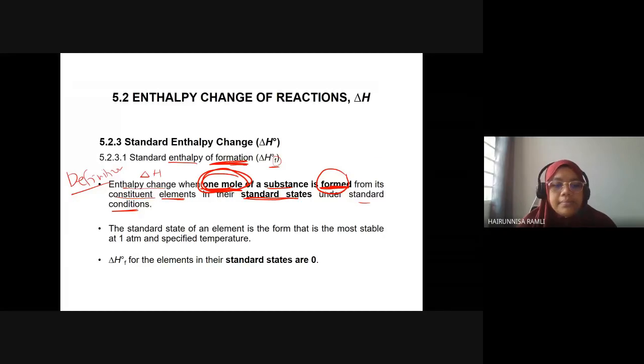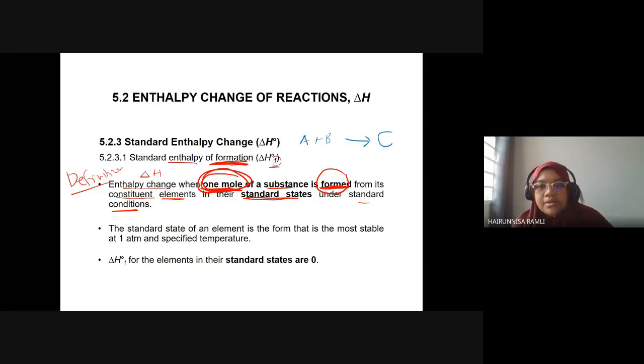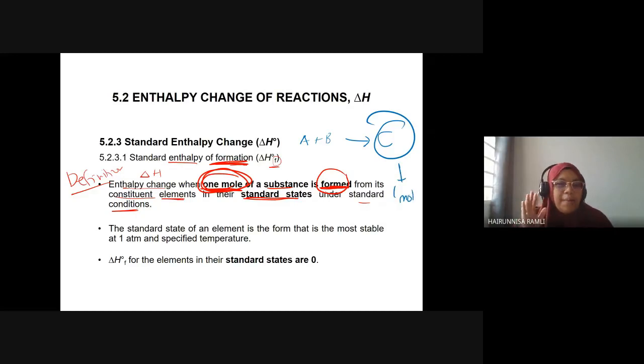Okay, wait. Change color. You want to form C from A plus B. So, this C must be 1 mole, no matter how you balance it. When you write the equation later, balance the others, but C must be 1 mole. I explained this during the lab session: enthalpy formation of magnesium oxide.